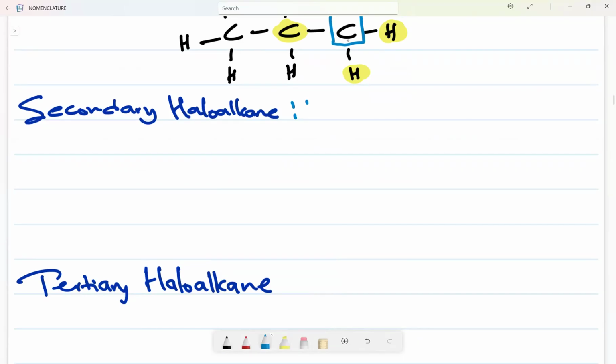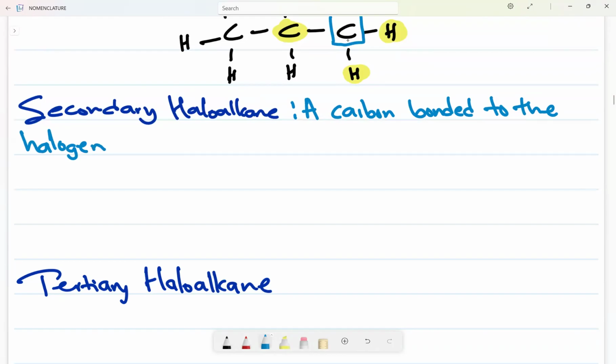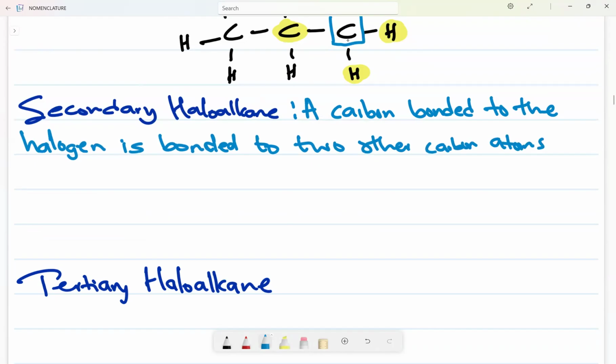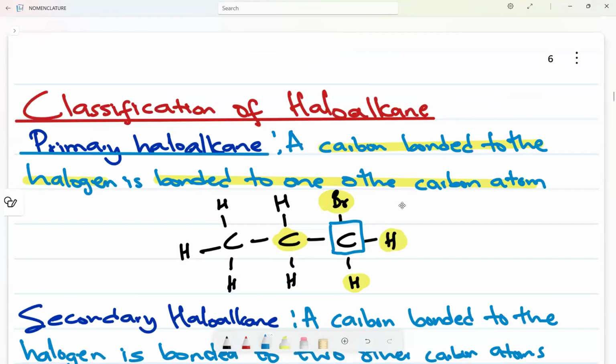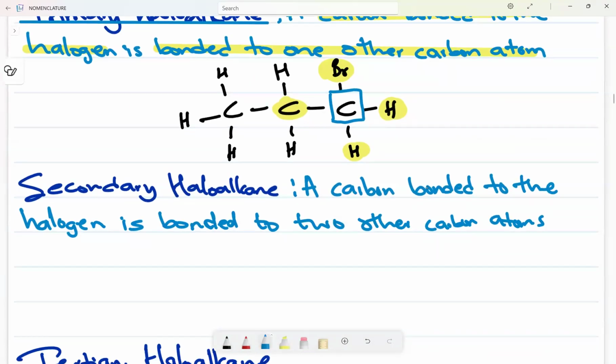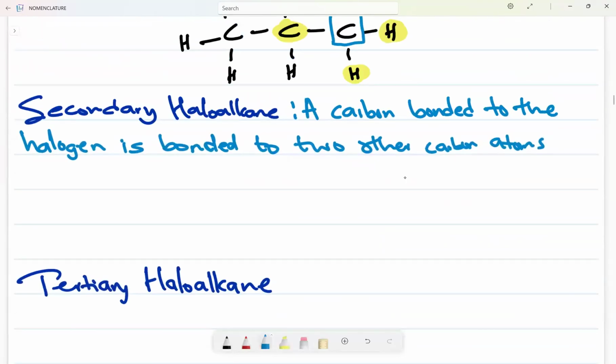The secondary haloalkane will be a carbon bonded to the same halogen. Now, what will differ is that this one is bonded to two other carbon atoms. Can you see the difference is that the primary one is bonded to just one other carbon, while this one is bonded to two other carbons. What do you mean by that?